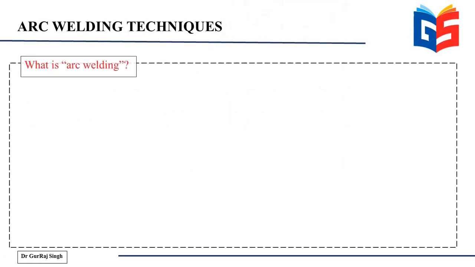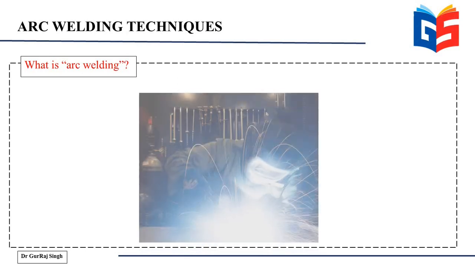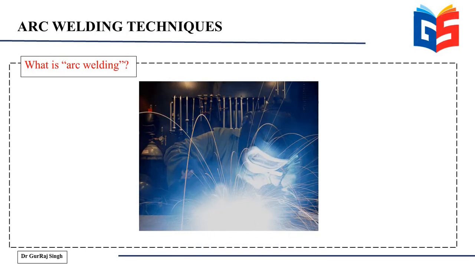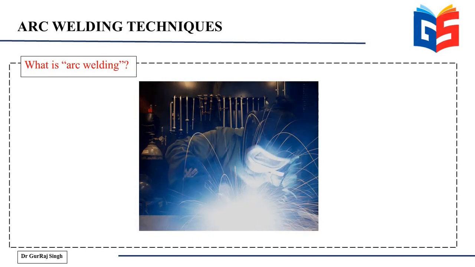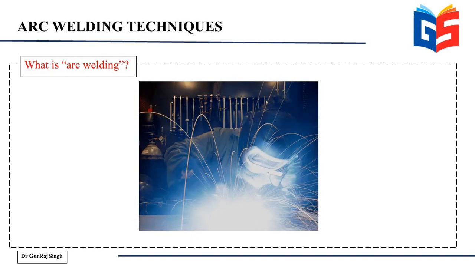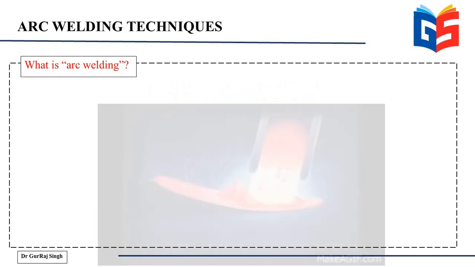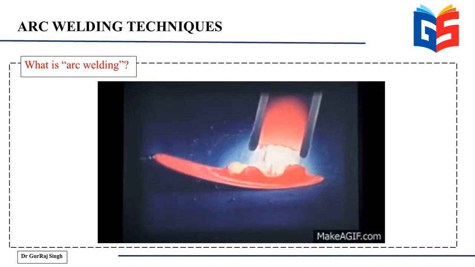Now if we define arc welding, we have all seen this process some time or the other in our life, where the welder is covering his face with a mask and trying to prevent his eyes from getting damaged by the light being produced. So this is what we see, and this is what actually occurs near the welding zone. In this particular image, the metal is getting transferred from the electrode to the weld pool that you see at the bottom.